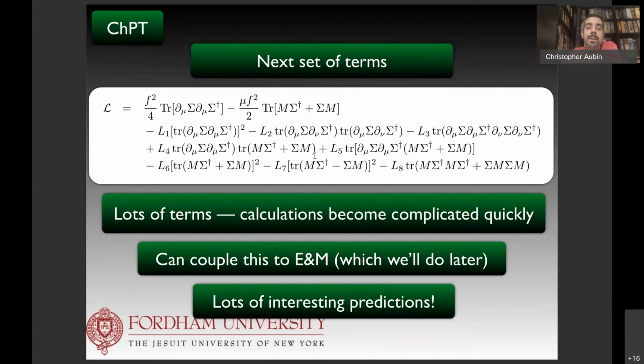But what we can do is we are able to couple this. So this is an effective theory of QCD. We could couple this to QED. We could make the pions have charge. And we'll do that later, or at least I'll discuss how we've done it later. And this actually can give us lots of predictions. Okay.